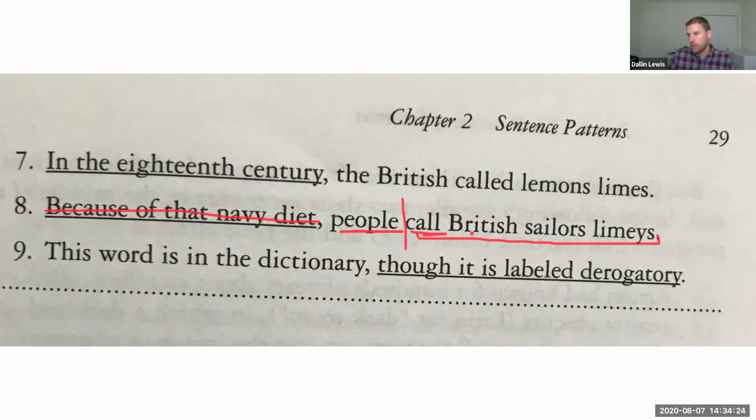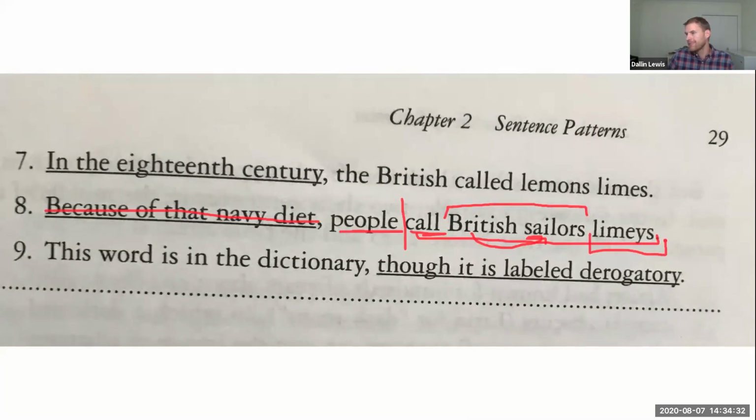What is British doing? Well, British is modifying sailors. So we know that this is our noun phrase. And then we ask the question, is British sailors the recipients of limeys, which would be an indirect object and direct object, or is limeys a way to define what British subjects are, to kind of modify them in a way? And that's exactly the case.